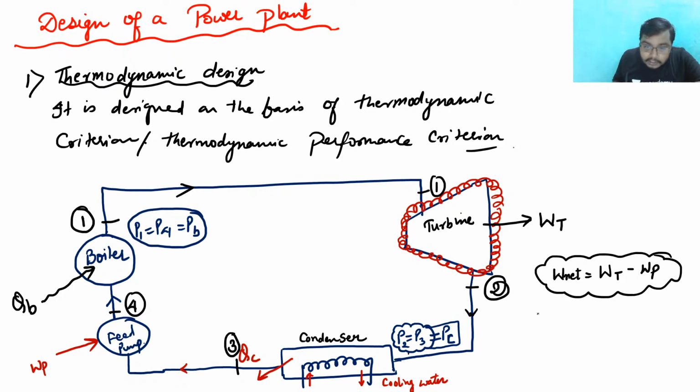Clear? And see, what is the net heat that you are getting from here? You are giving the heat, that is the QB, and this QC is rejected, so you can say that net heat will be QB minus QC, heat added to the boiler minus heat rejected by the condenser. So these things are clear or not?